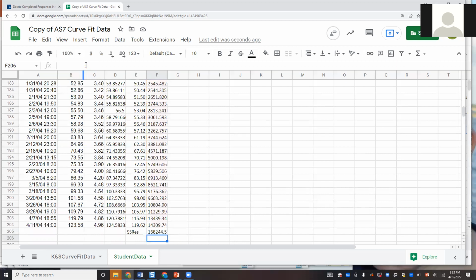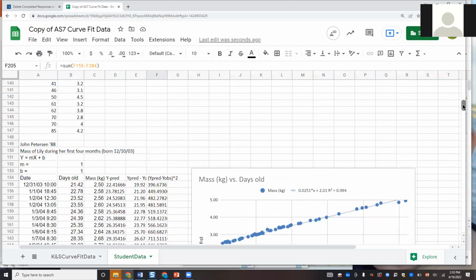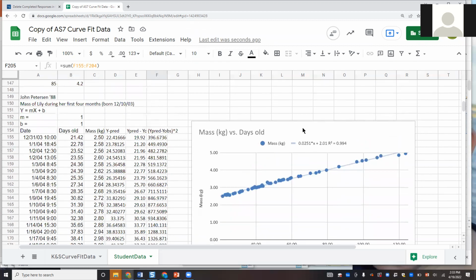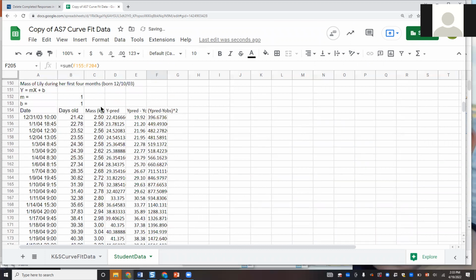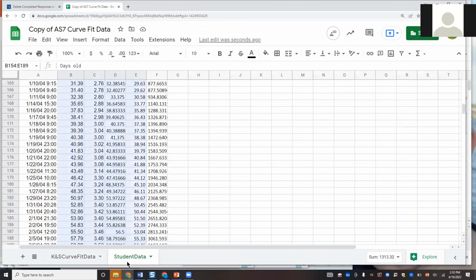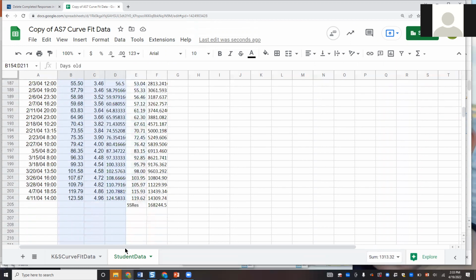Okay. So this is an enormous number because our equation is fitting this really poorly. And let's actually delete that graph, and let's now graph these first three. We're graphing days, mass, and y predicted. So we'll graph those three together.